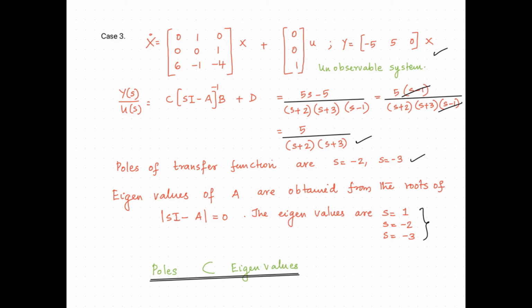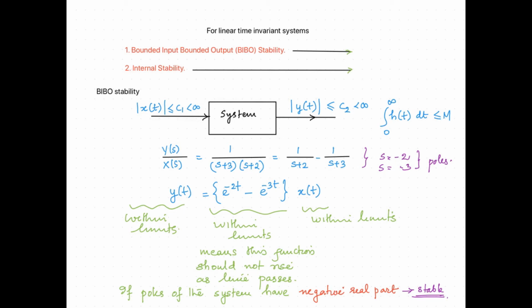Here again we can see that the poles are not equal to the eigenvalues, but they are a subset of the eigenvalues. And the pole at S equal to 1 got cancelled with the zero, and hence it is not reflected in the actual transfer function, though it is present. Now we move to the concept of stability.